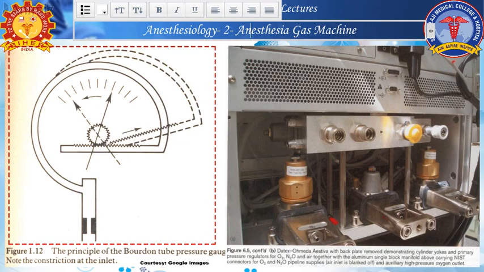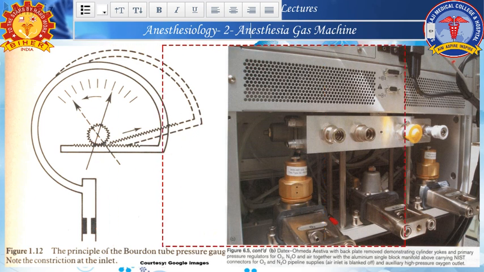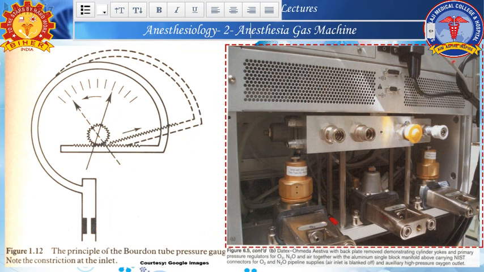And this part describes how the cylinders are attached to the machine.